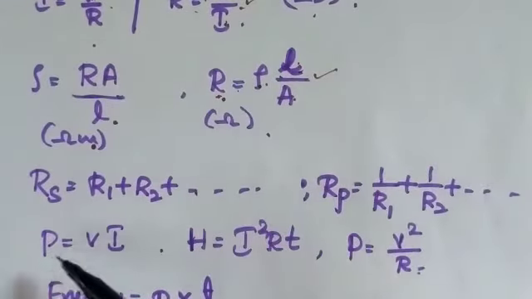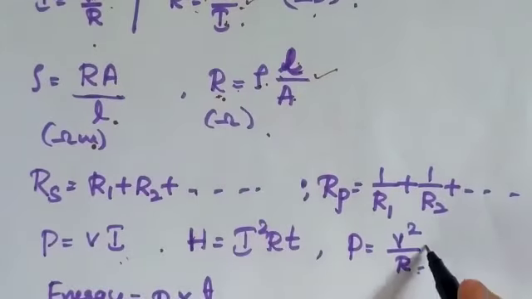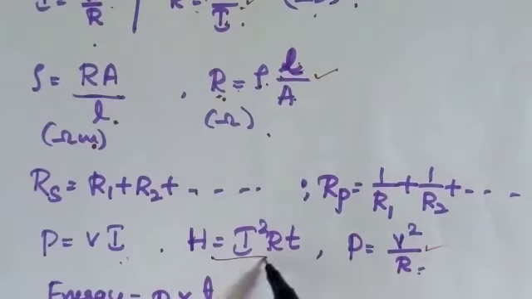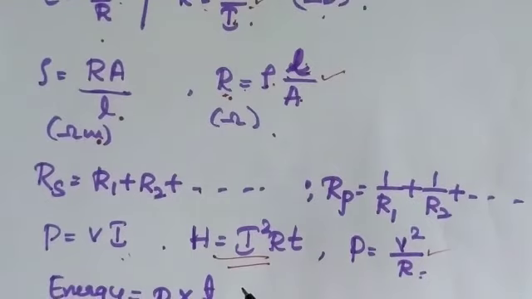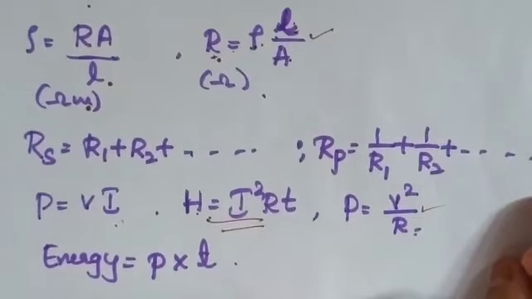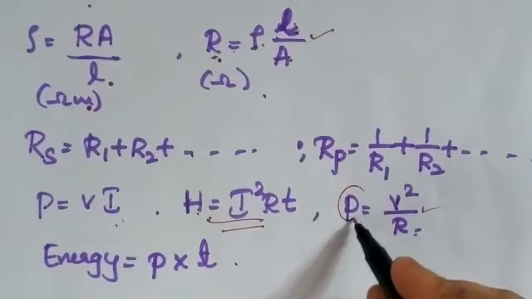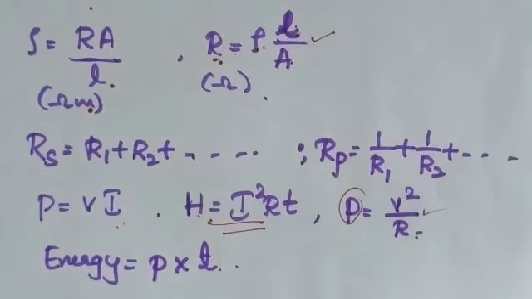Next, power equals VI, or it is also called V square by R. And next, heat generated, H, or Joule's heating effect, is nothing but H equals I square RT. And then the energy formula: energy equals power into time consumed. Okay, so thank you everyone.